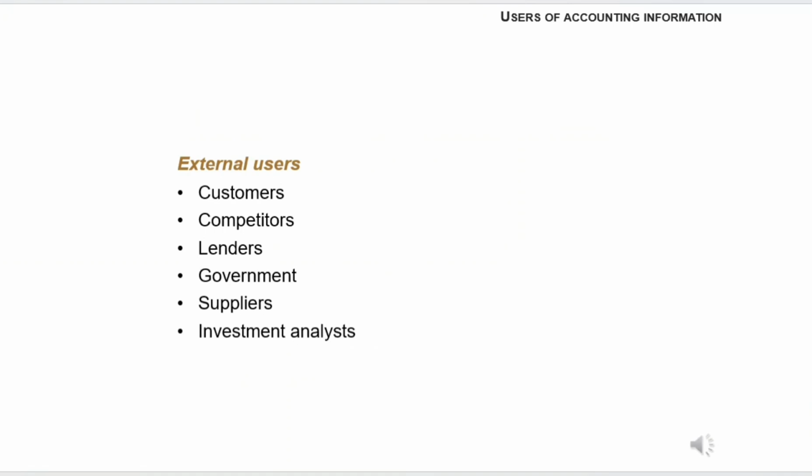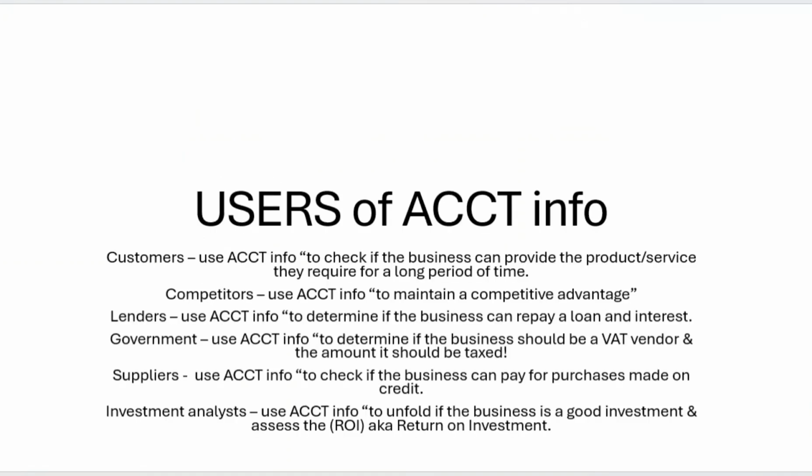You have your external users, which are customers, competitors, lenders, government, suppliers, and investment analysts. Customers use accounting information to check if the business can provide the product or service that they require for a long period of time. Competitors use accounting information to maintain a competitive advantage. Lenders use accounting information to determine if the business can repay a loan and the interest on that loan. Government uses accounting information to determine if the business should be registered as a VAT vendor and the amount of tax that the business should be taxed.